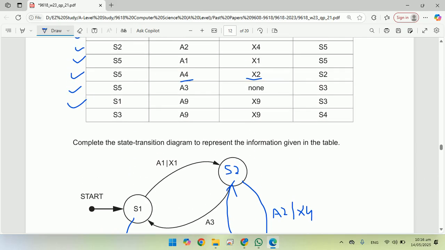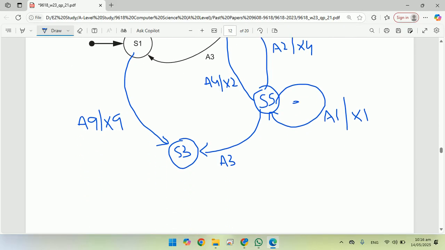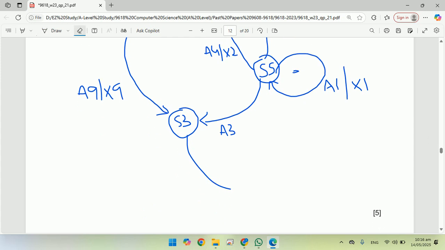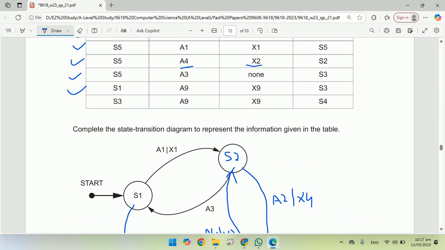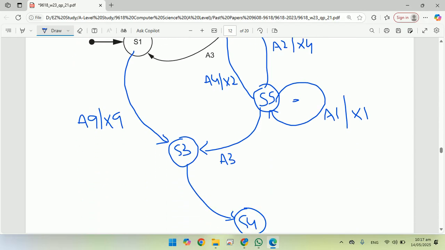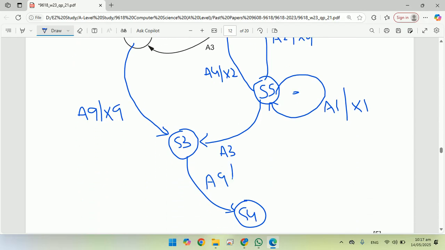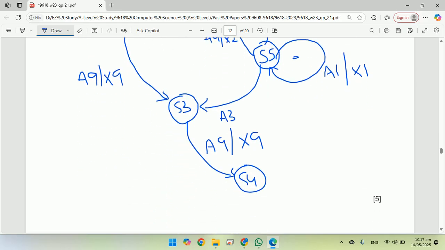Alright, only the last one is left, S3 to S4. We don't have S4 yet, so we have to create an S4. You may do it like this or like this, either way, that doesn't matter. Okay, so this one here is S4, and the transiting factors are A9 and X9. So this is S3 to S4, and A9 and X9 are the input and output. So that's about it. We have drawn this STD diagram.